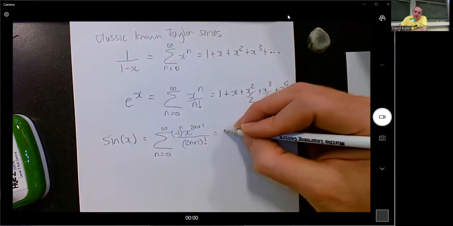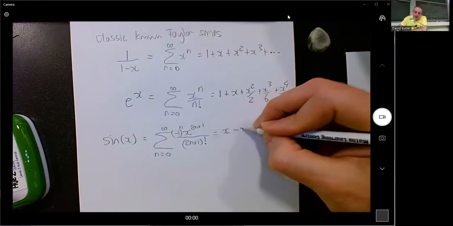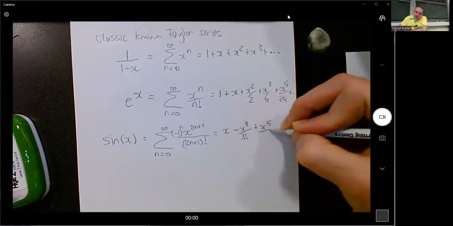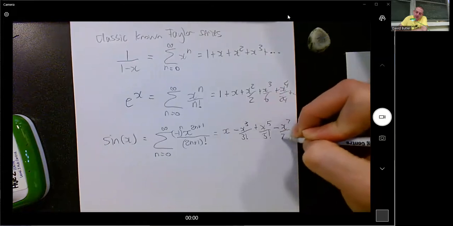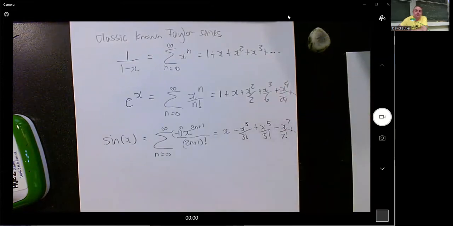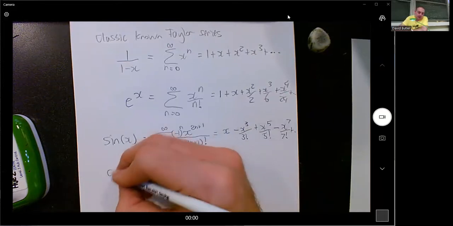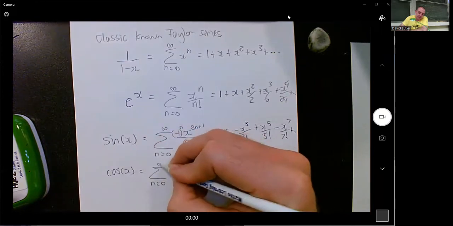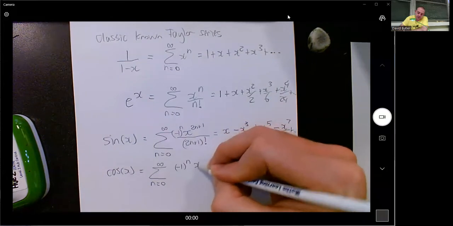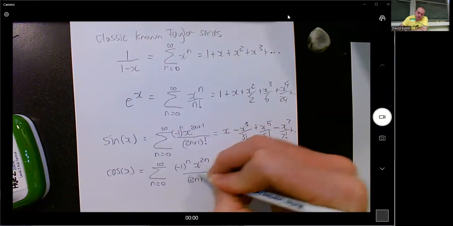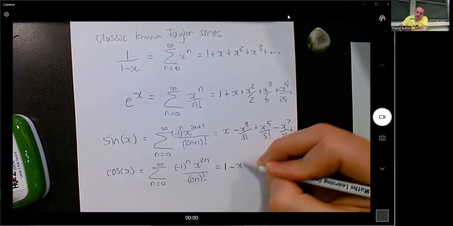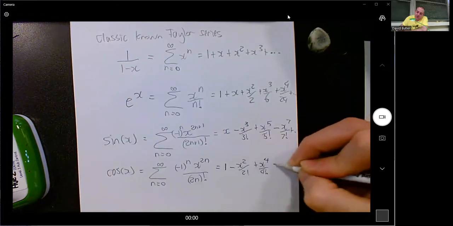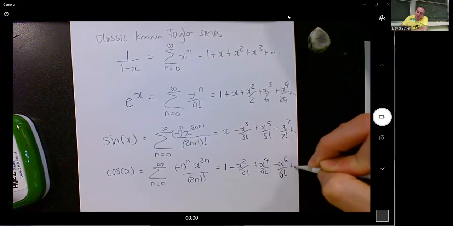So that'll be x minus x cubed on 3 factorial plus x to the 5 on 5 factorial minus x to the 7 on 7 factorial plus and so on. And cos x is the same but with even powers. So that'll be 1 minus x squared on 2 factorial plus x to the 4 on 4 factorial minus x to the 6 on 6 factorial plus and so on forever.